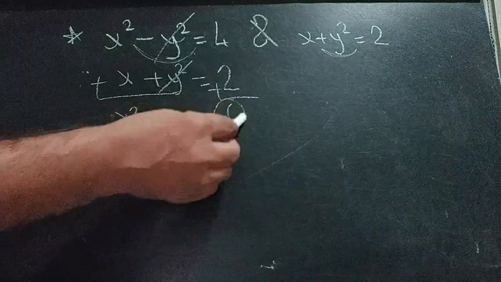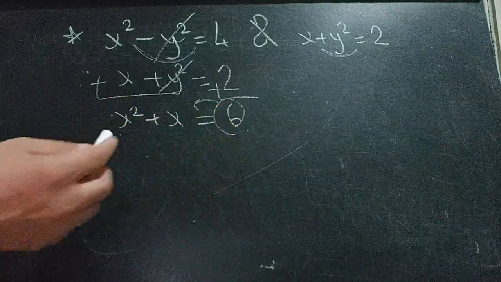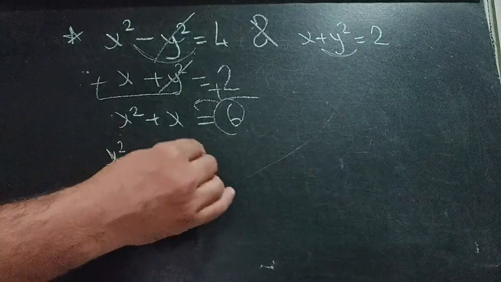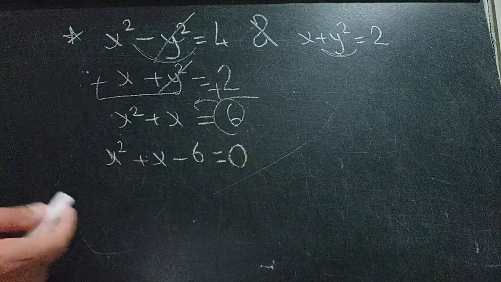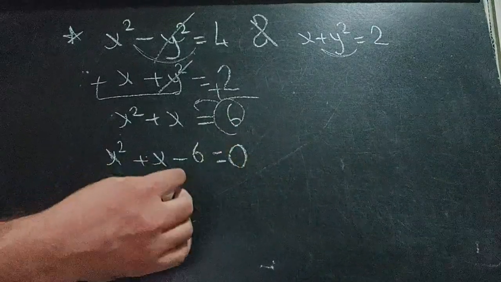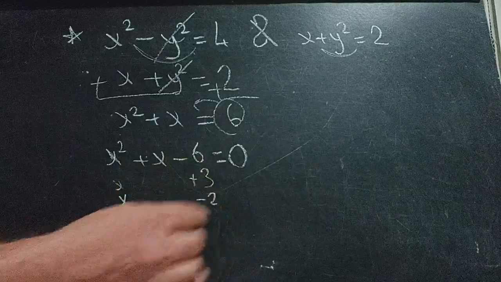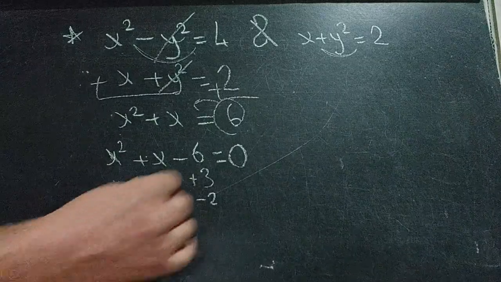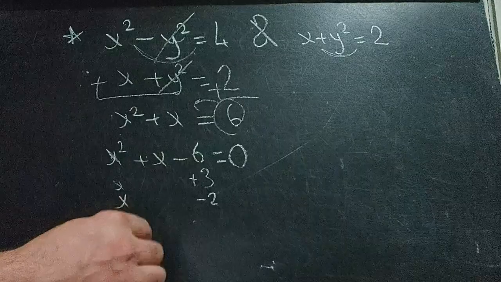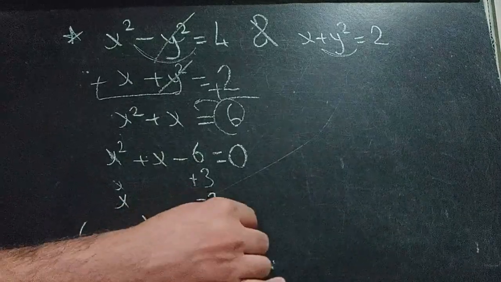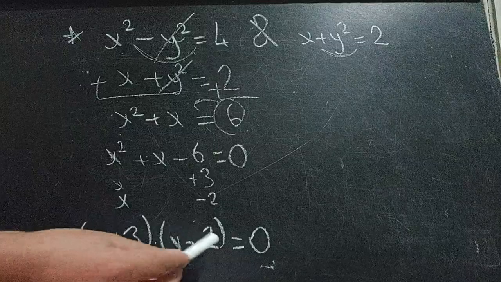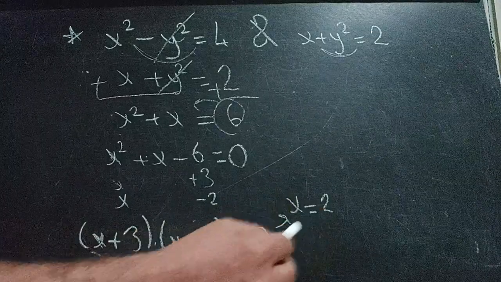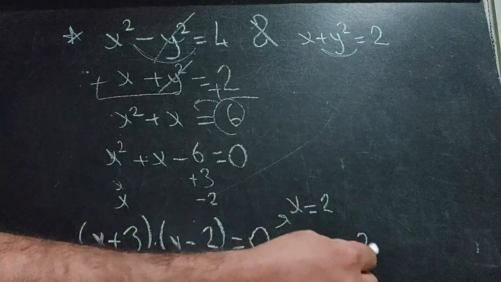So then you will take this one to the left side. This should be 0. So x² plus x minus 6 equals 0. Factorize them. x, and there positive 3, negative 2. So that will be x plus 3 times x minus 2 equals 0. Separate them to 0. x will be 2 and x will be negative 3.